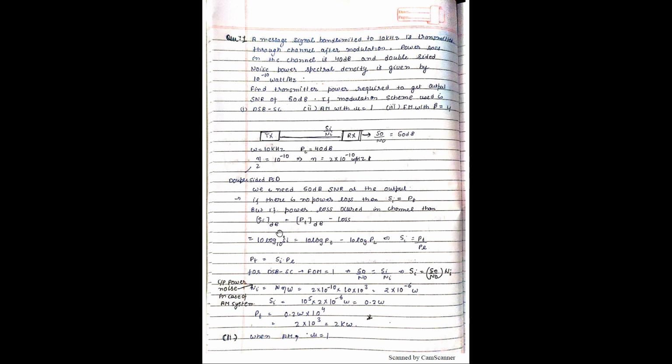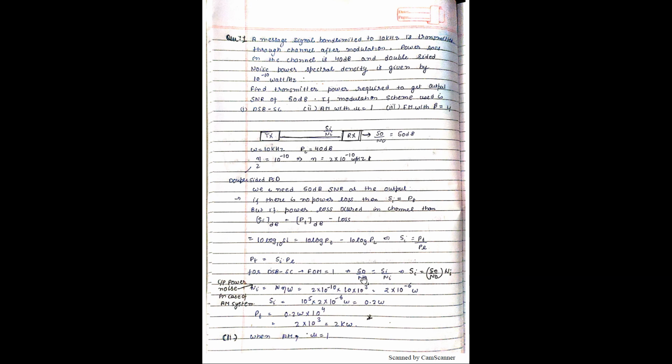How do we write this in dB? 10 log of SI is equal to 10 log PT minus 10 log of path loss. Then SI will be transmitted power upon path loss. So from here, transmitted power will be input signal power into path loss. Now we know in case of DSBSC, what is the figure of merit?